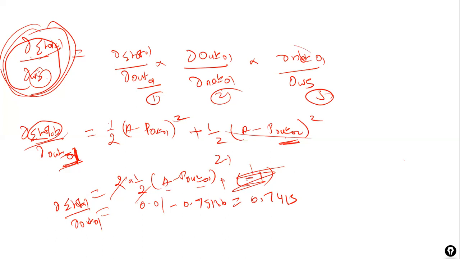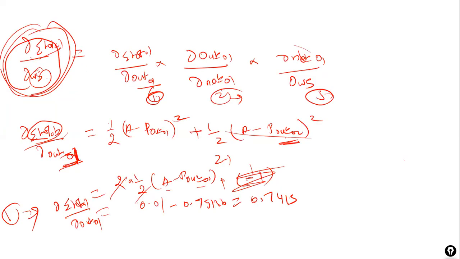Yes. Next, similarly, we need to write a derivative for this, dou out O1 by dou net O1. In this case, how do you find it? It is slightly different for the second one. This was for the first one. The second one is different.